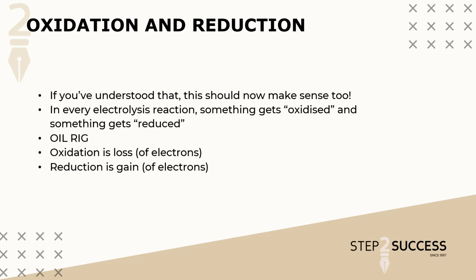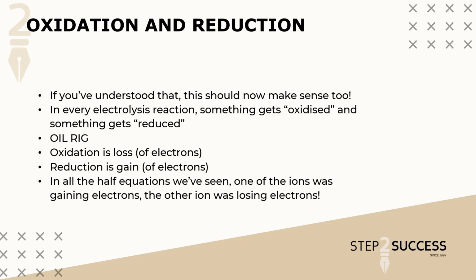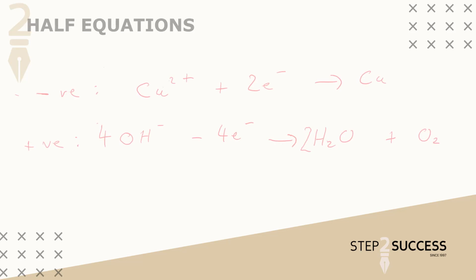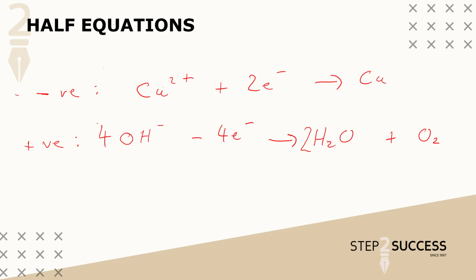And so what we can do now is just have a look again at the other half equations we've seen so far. In all of the half equations so far, one of the ions was always gaining electrons. That's why we put plus something e minus. And the other ion was losing electrons. We put something minus e minus, which makes it clear which one was being oxidized, which one was being reduced using OIL RIG. So if we just go back to what I wrote before, here we can see that electrons are being added, right? So that's a gain of electrons, which means that what's happening here is reduction.